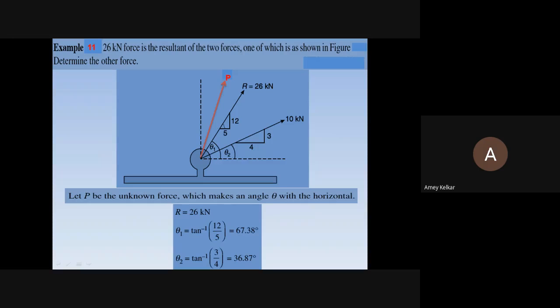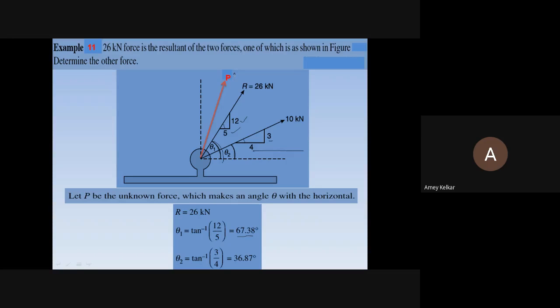If this is the theta 1 angle, here the angle is given in the form of slope, tan theta. So if we want to find this theta 1, we have to use this slope: tan inverse of 12 by 5 gives us 67.38, which is this angle theta 1. Similarly, theta 2 is equal to tan inverse of 3 by 4. This angle is nothing but theta 2. Here we have been given the slope, so we use tan inverse of 3 by 4, which gives us theta 2.